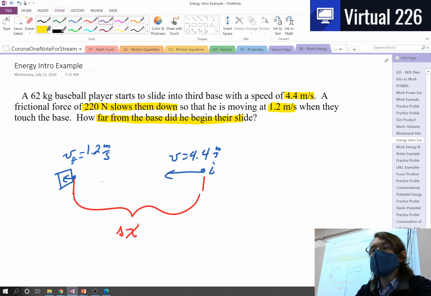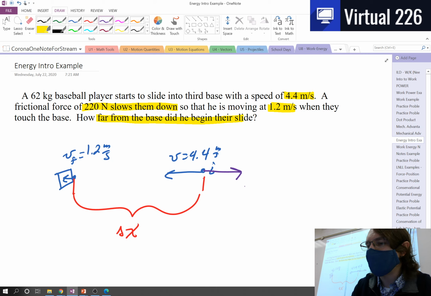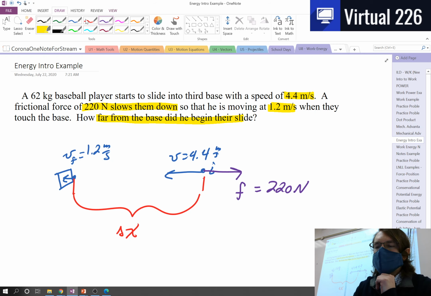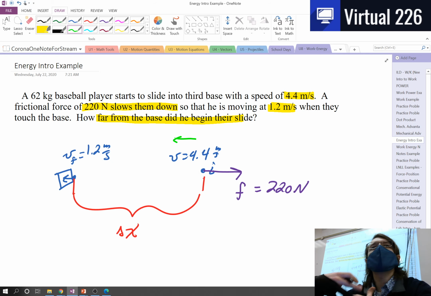And we also know that over the entirety of their slide, they had a frictional force acting against them. Well, if they're moving, in this case, to the left, frictional force has to oppose that motion, so this friction has to be acting to the right. And this isn't the greatest free body diagram because technically these velocities shouldn't be drawn there. They should be drawn up here. But there is some frictional force slowing our ball player down. Okay? So they're moving to the left, and that force is acting to the right.